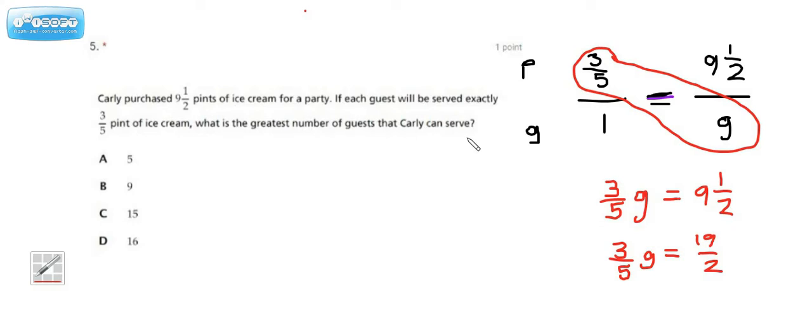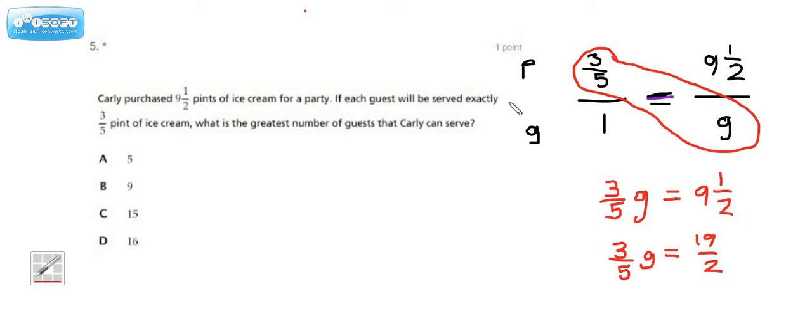So we have two ways we can approach this. One way is the idea of proportional reasoning, where we think about pints of ice cream and how many guests it serves. So the ratio we can come up with is we have 3/5 of a pint for every one guest. And then you would decide, where would I put this 9.5? Well, that's talking about pints, so in my proportion I would put it up here, and we're trying to figure out how many guests that would serve.